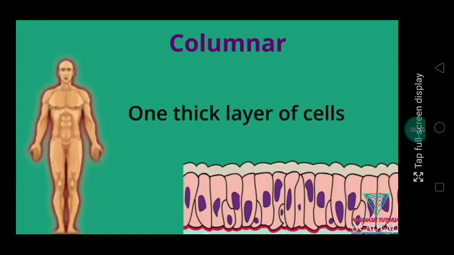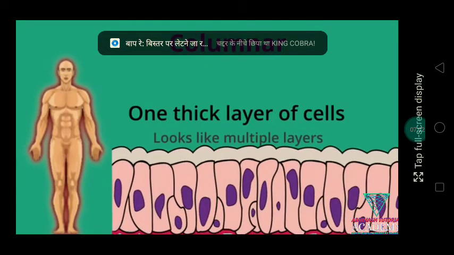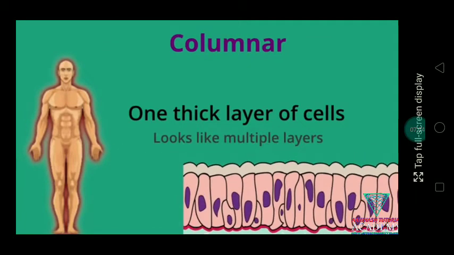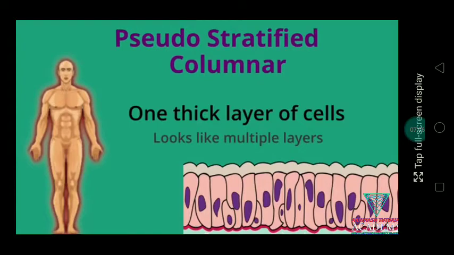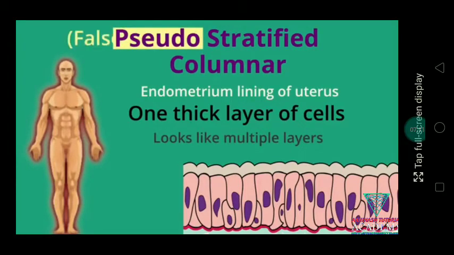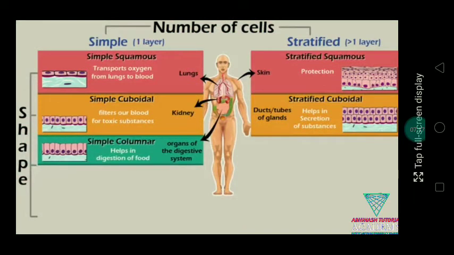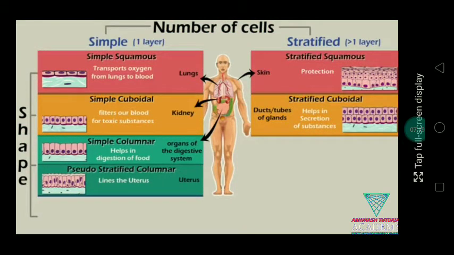but just one layer. This layer is so thick that it looks like there are multiple layers. But like you can see, it's just one layer. So then it's named pseudo-stratified columnar tissue. Pseudo here means false, as it looks false. So in this way, we've seen all the types of epithelial tissue and their location and function in our body.